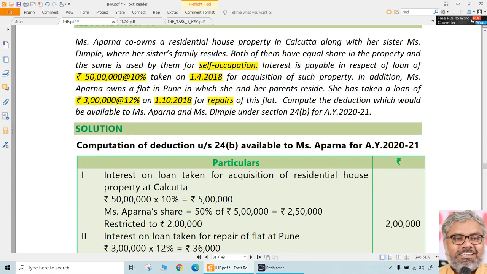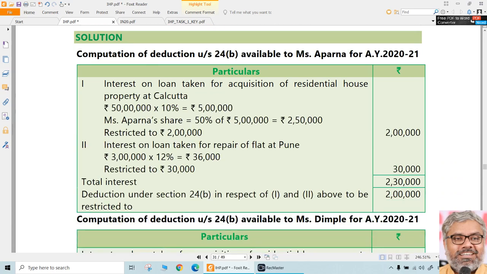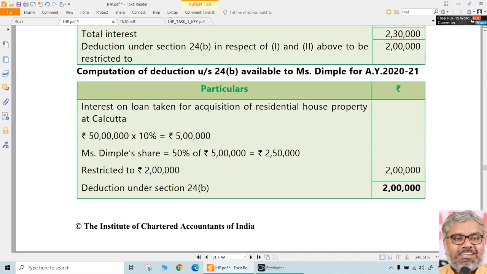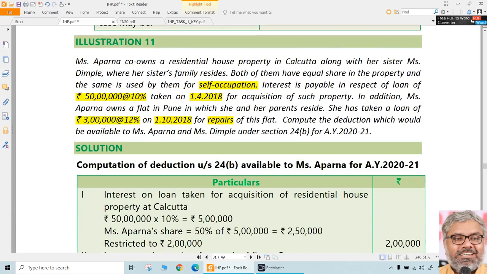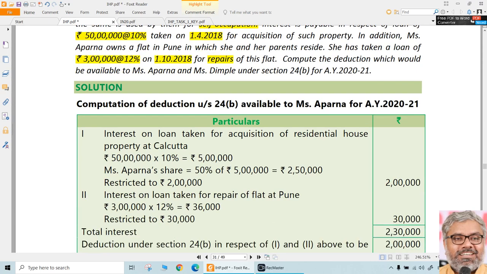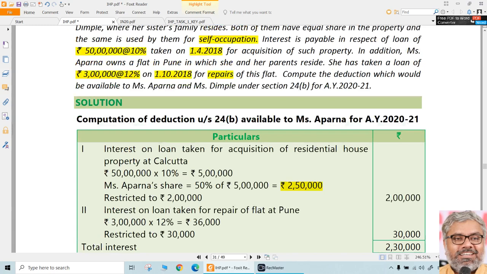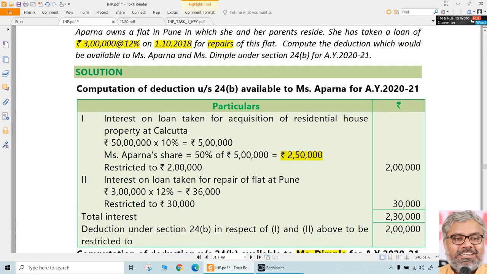50% of that for Dimple will be 2,50,000. But can she claim 2,50,000? Not possible. So she has to claim a maximum of 2 lakhs only. So Dimple has a share of 2,50,000 in the interest, 50 lakhs into 10%, half of that, 2,50,000, restricted to 2 lakhs only. So the maximum deduction she can claim is 2 lakhs only. Same way, what about Aparna? She also has a share of 2,50,000 in the interest. Yes. In addition to that, she has 3 lakhs into 12%, 36,000 interest paid for repairs, which is again restricted to 30,000.